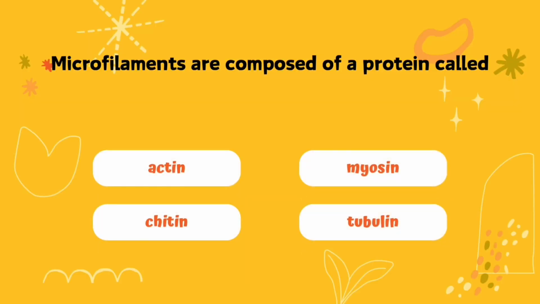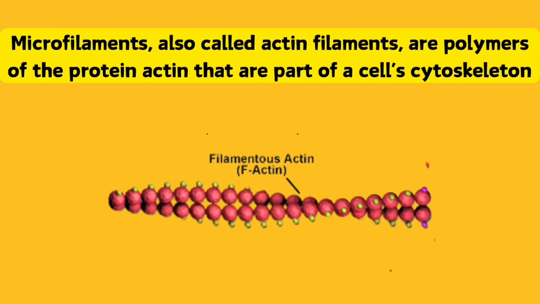The next question is: microfilaments are composed of a protein called actin, chitin, myosin, or tubulin? The answer is actin. Microfilaments, also called actin filaments, are polymers of the protein actin that are part of the cell cytoskeleton.